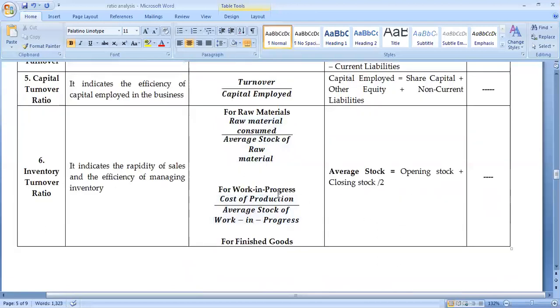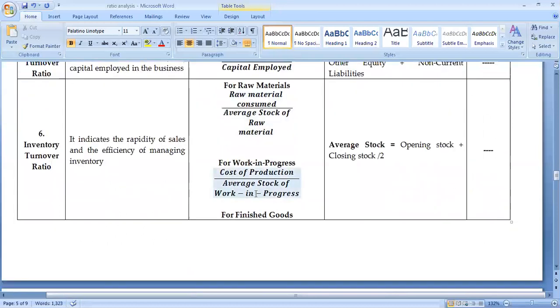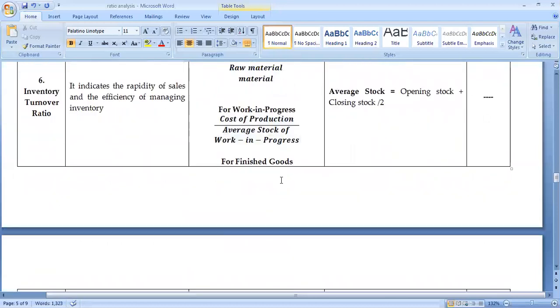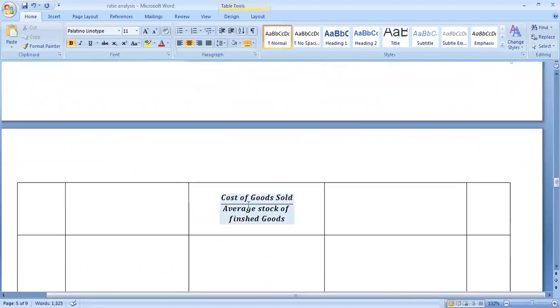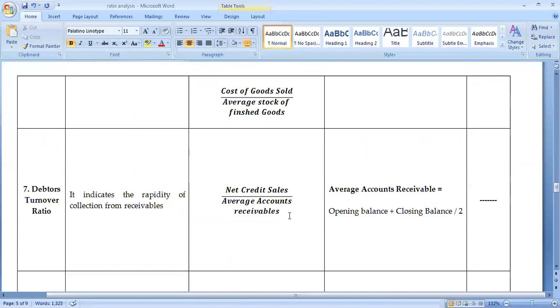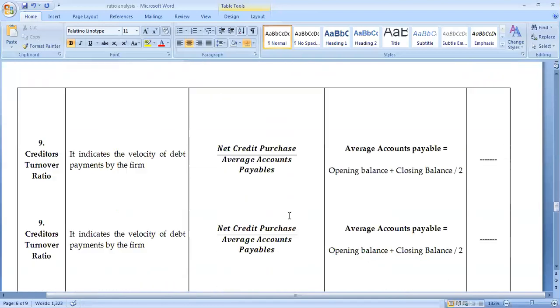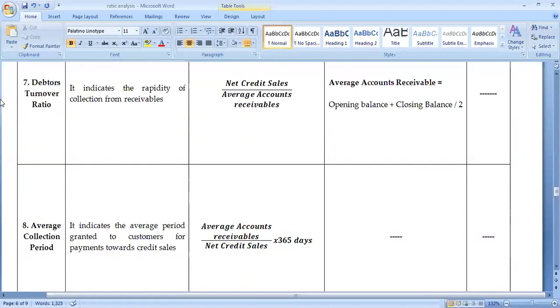For work in progress, cost of production will be compared with the average stock of work in progress. And for the finished goods, cost of goods sold will be compared with the average stock of finished goods. Clear? And there are also four others which will be discussed.